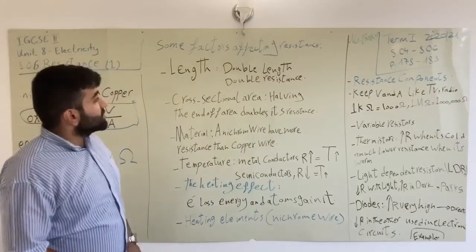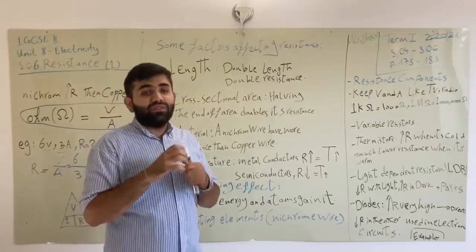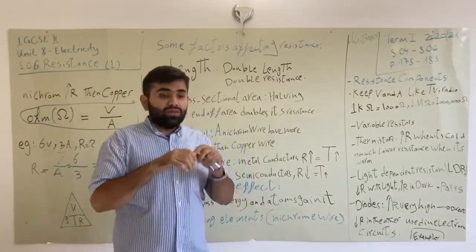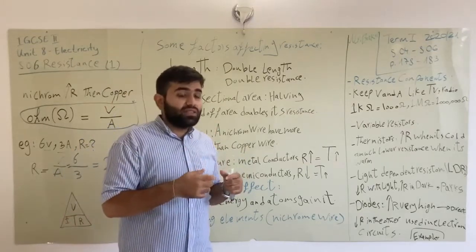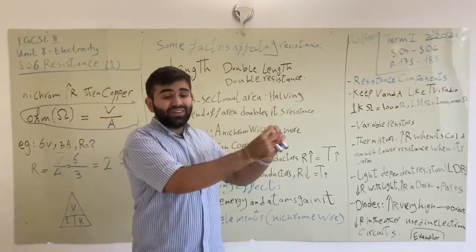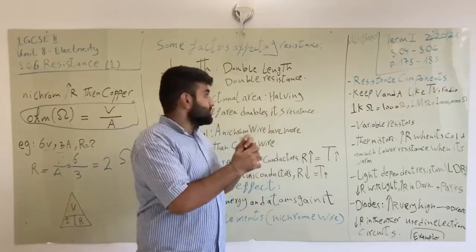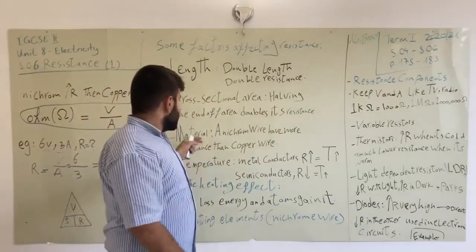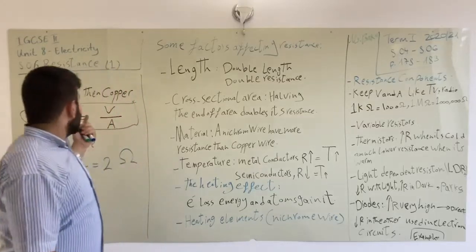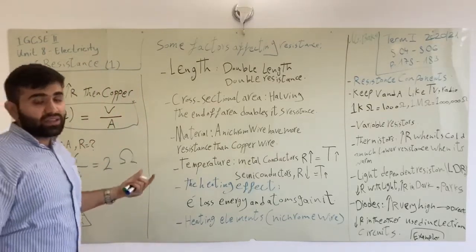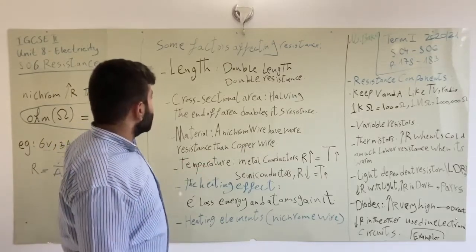Second of all, cross-sectional area. So when I halve the cross-sectional area of a normal wire, it actually gives more resistance. So the thinner the wire is, the more resistance it has. Okay? Let me also mention material. Like we say, if it's nichrome wire, what? It's more resistant than copper. So it's very important what the connecting wire is made of. Okay?